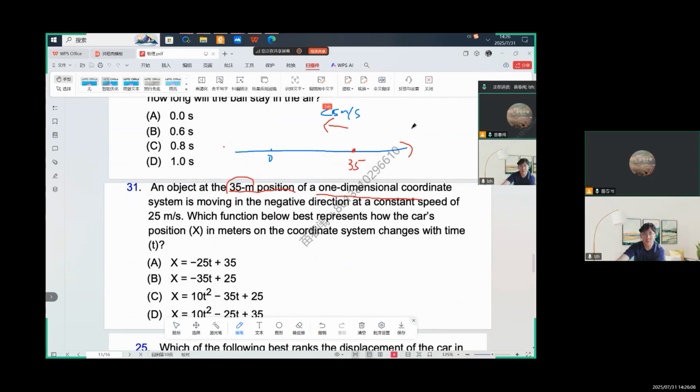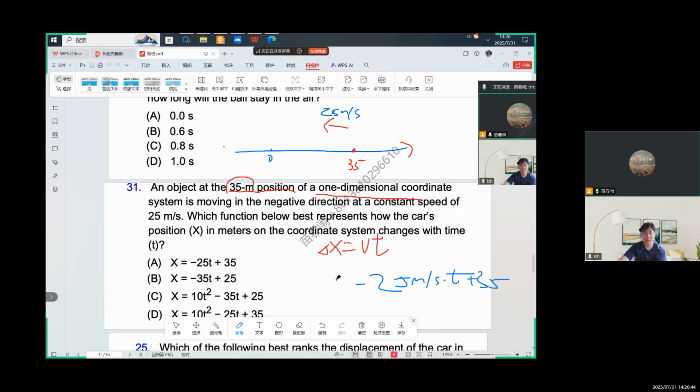Which function best represents the car's position x in meters on a coordinate system? There's no acceleration, it's constant velocity. What's the position formula again? It's the basic displacement function, delta x equals vt. So velocity is negative 25 meters per second times time t, plus 35.